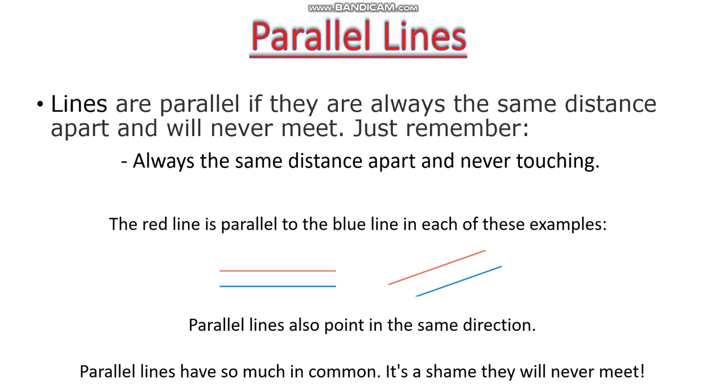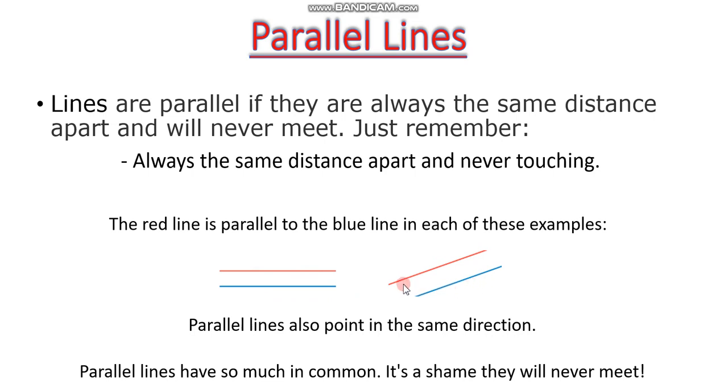Okay, so let's look at these two lines we have here. We have a red line and a blue line. And the red line is parallel to the blue line here in both of them. So this red line is parallel to this blue line, and this red line is parallel to this blue line. So that means that they will never ever touch, and they're the same distance apart always.